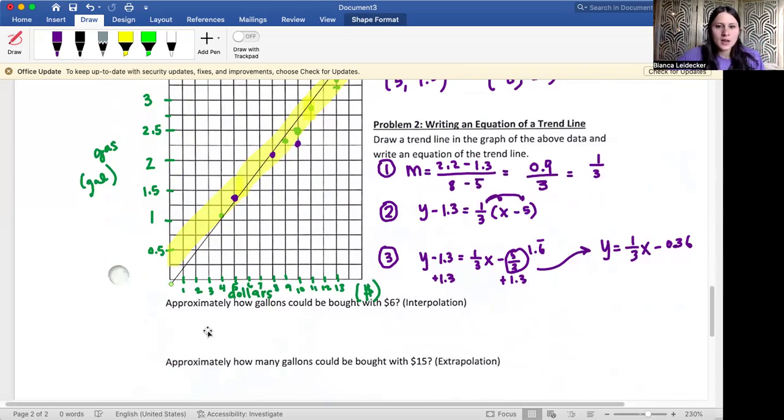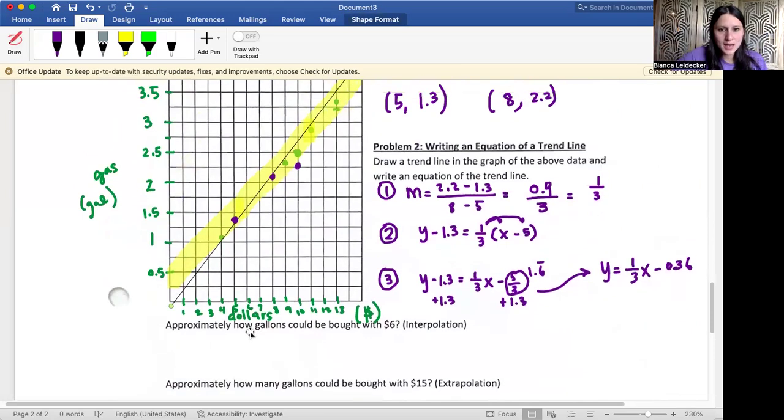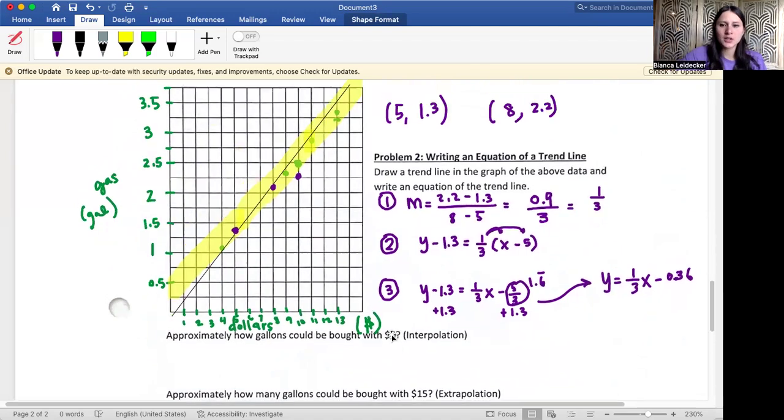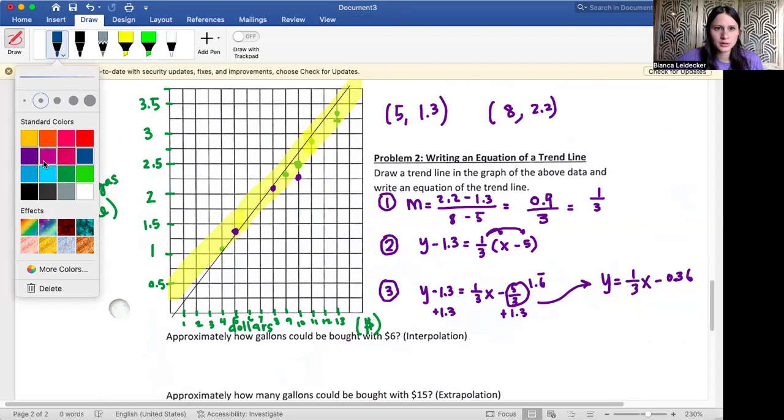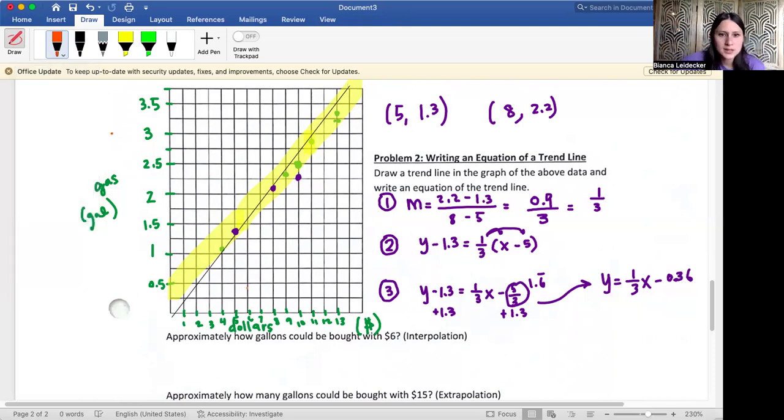So the question here says approximately how many gallons could be bought with $6. This is interpolation, meaning you're looking within your graph. Inter means inside, right? So you're thinking through, let me use a different color here, let's use orange. Where's 6? 6 is relatively right here. So that's about like 1.6 maybe or 1.7. So you might estimate it's about 1.6 gallons.